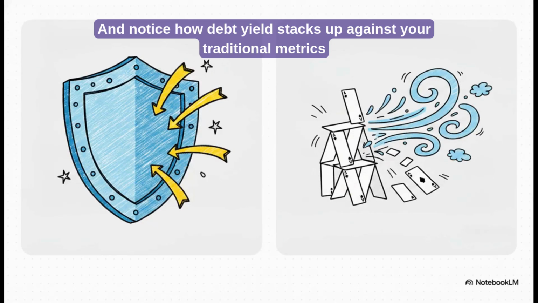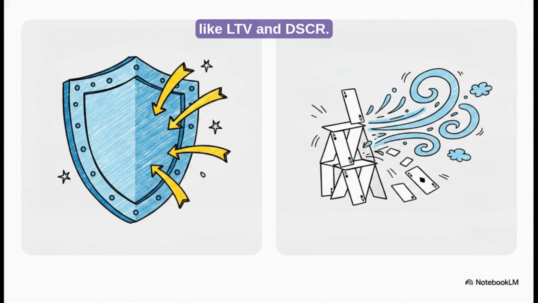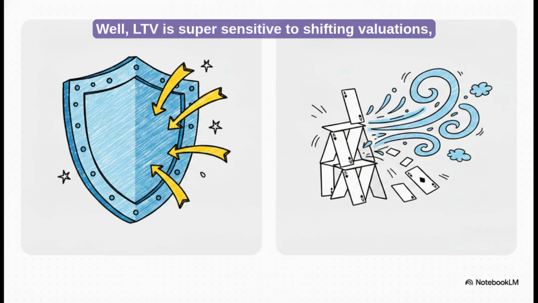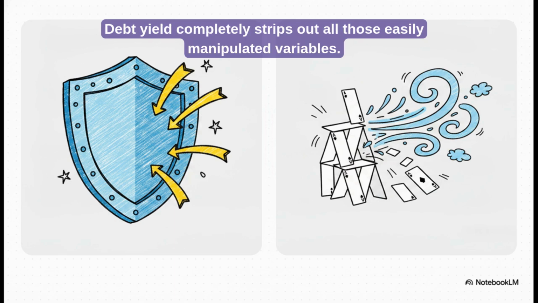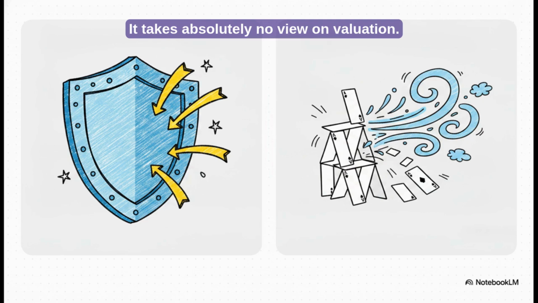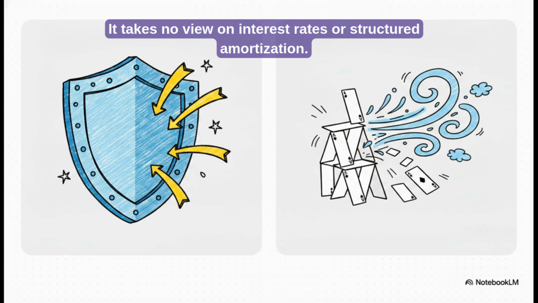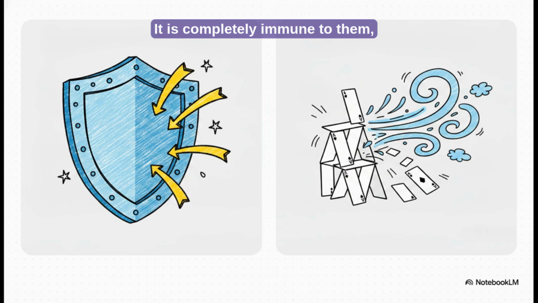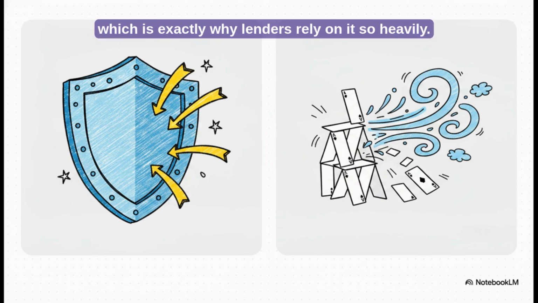And notice how debt yield stacks up against your traditional metrics like LTV and DSCR. Well, LTV is super sensitive to shifting valuations, and DSCR bounces around with interest rates. Debt yield completely strips out all those easily manipulated variables. It takes absolutely no view on valuation, it takes no view on interest rates or structured amortization. It is completely immune to them, which is exactly why lenders rely on it so heavily.